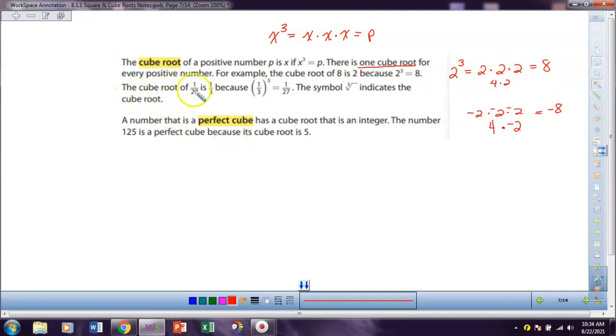We also have the cube root of 1/27 is 1/3, because if I take 1/3 and cube it, I will get 1/27. The symbol indicates the cube root. So if I were to take 1/3 times 1/3 times 1/3, this would be 1/3 cubed.